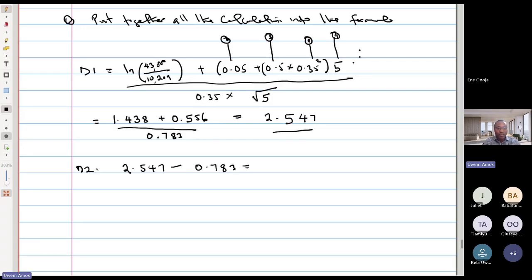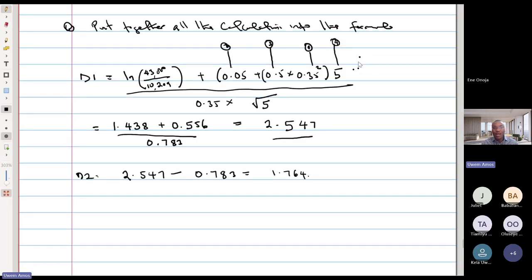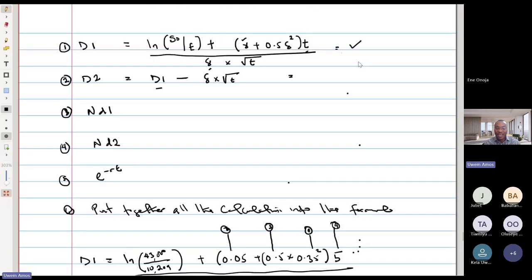So what do we have? 2.547 minus 0.783. So 1.764. Okay, so that one should be pretty straightforward, which is our D2. And our ND1 and ND2, which we're going to calculate next.